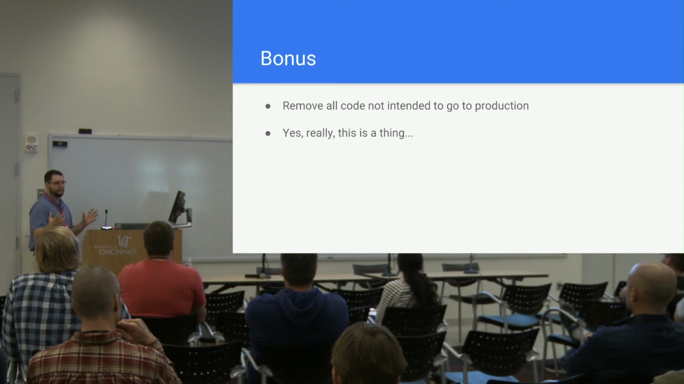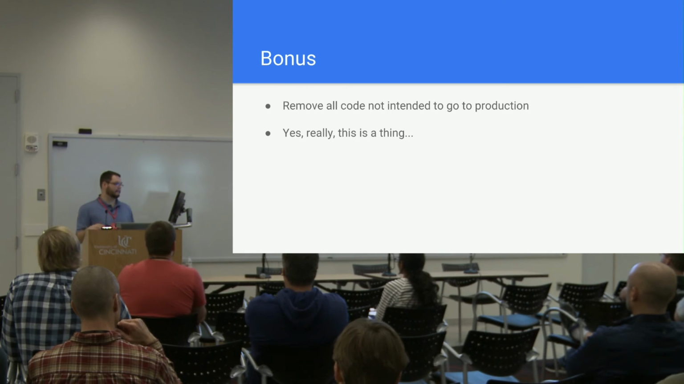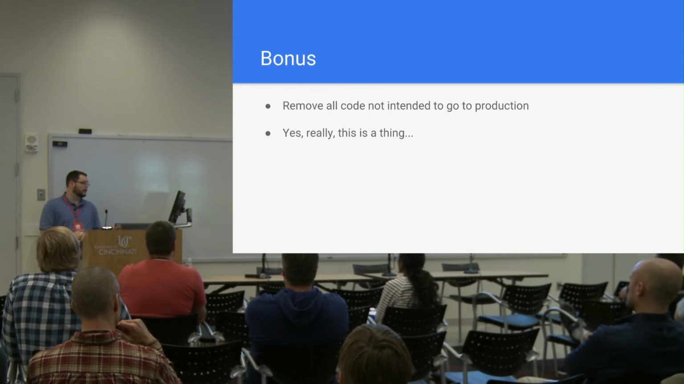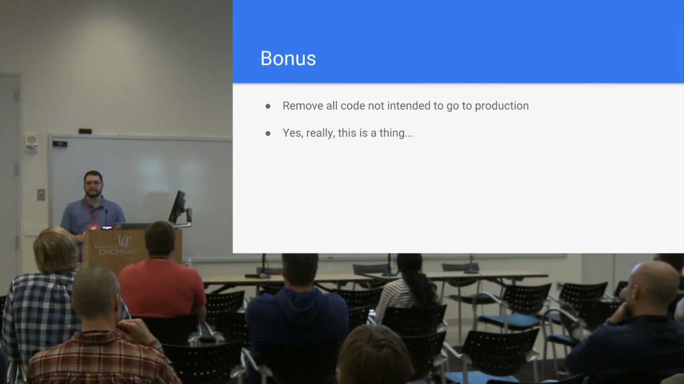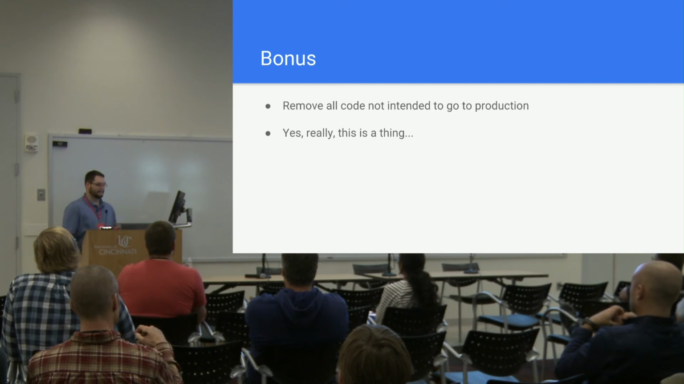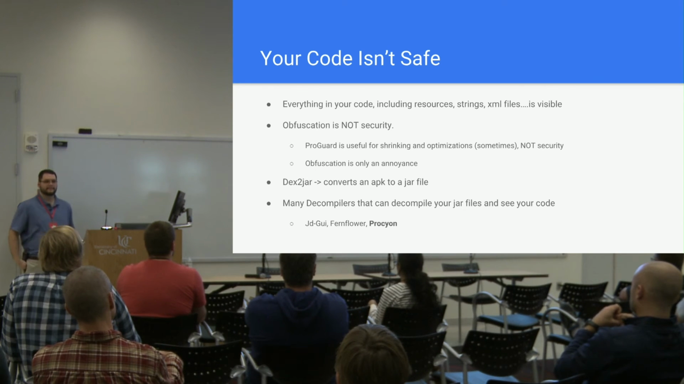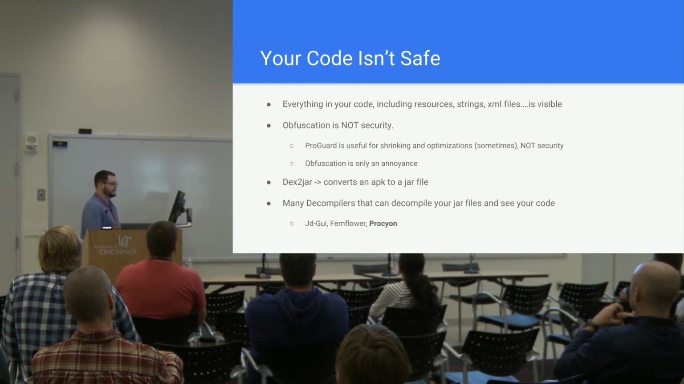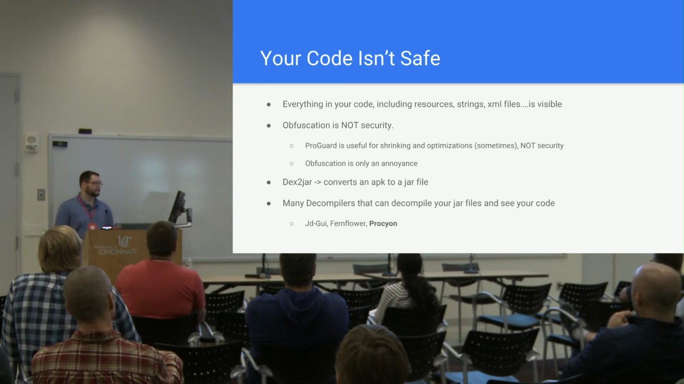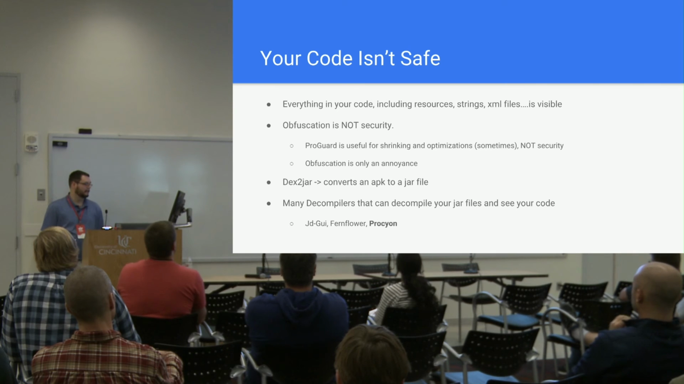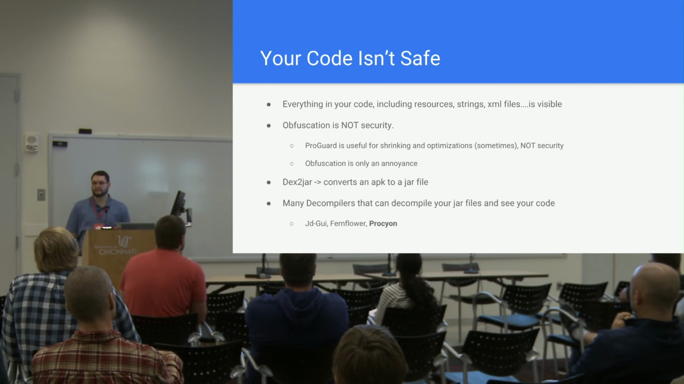The last thing that you kind of want to do as part of the checklist, I didn't actually add it to the checklist, but this is something else you might want to do. Remove all code not intended to go to production. And yes, really, this is a thing. Because your code itself isn't actually safe. Everything in your code, including your resources, your strings, XML files, is completely visible. Obfuscation is not security, in other words.